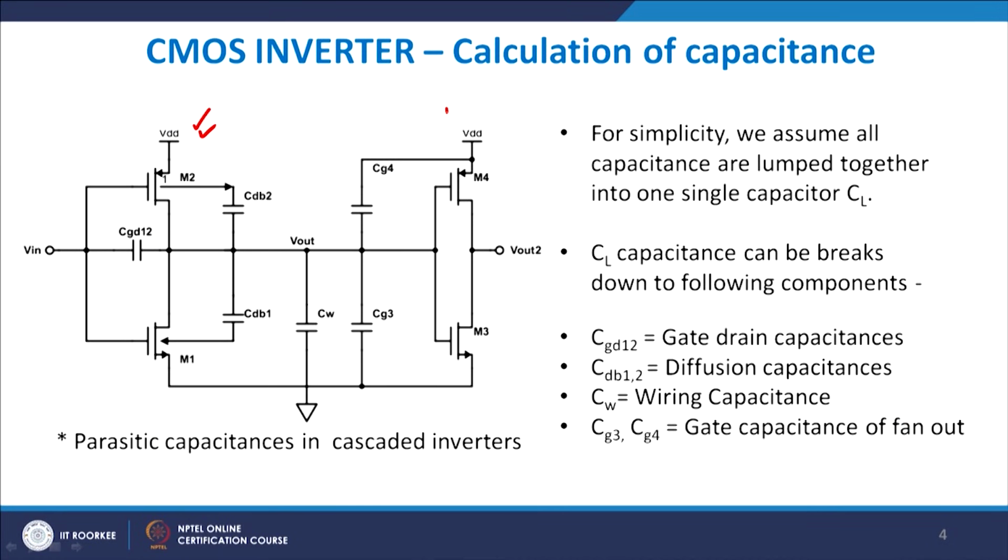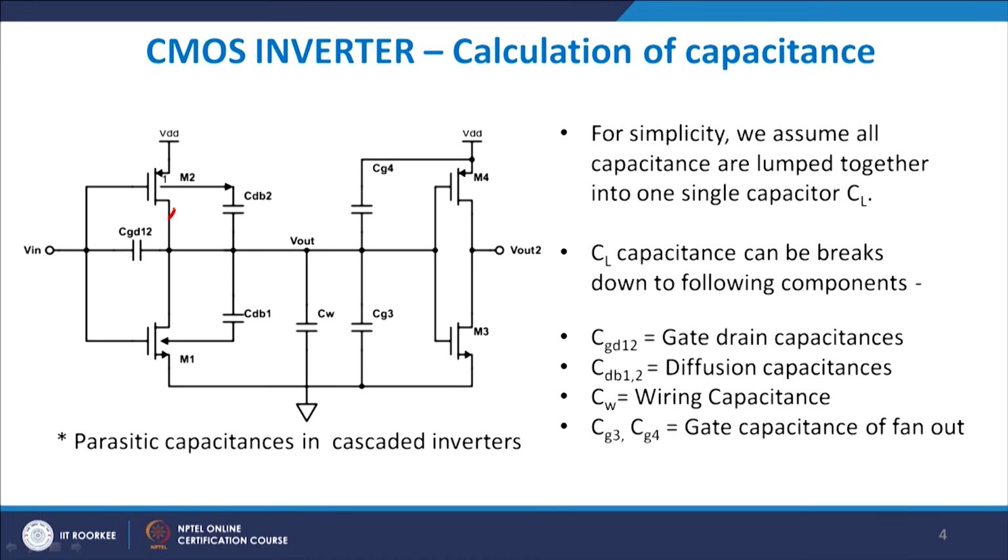If you look here, I have one inverter here and another inverter here. So one inverter is driving another inverter. There are two inverters driving each other, that is what you see in front of you. As we discussed in our previous understanding, CDB2 is basically the drain to bulk capacitance of the second transistor M2, drain to bulk. So this is drain to bulk, this is drain to bulk, I am sorry, I will just make it clear to you.